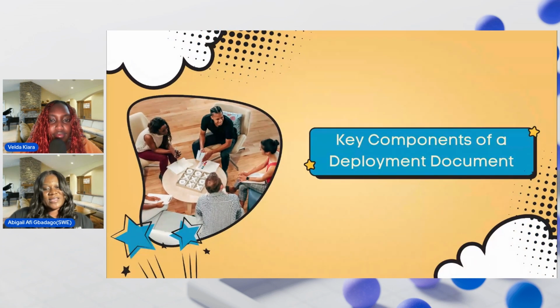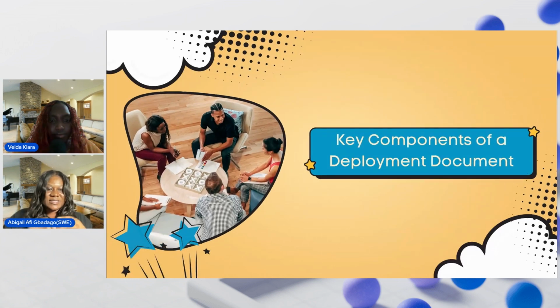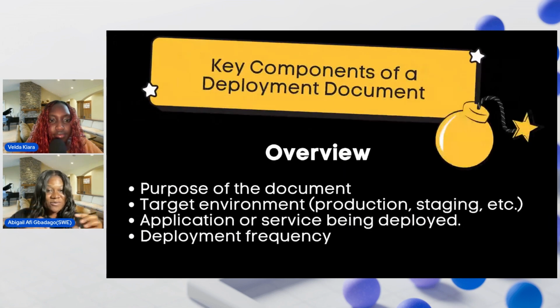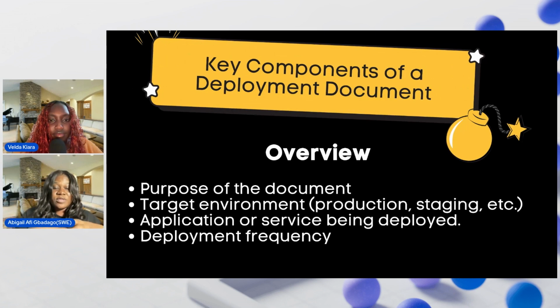So now we're going to look at the key components of deployment documents. It could be in different forms, but there are certain things that must necessarily stand out. So, the overview: the purpose of the document, as I said, is to put certain things that are necessary for your deployment process inside, for your team, for yourself, or for anyone who needs that information.